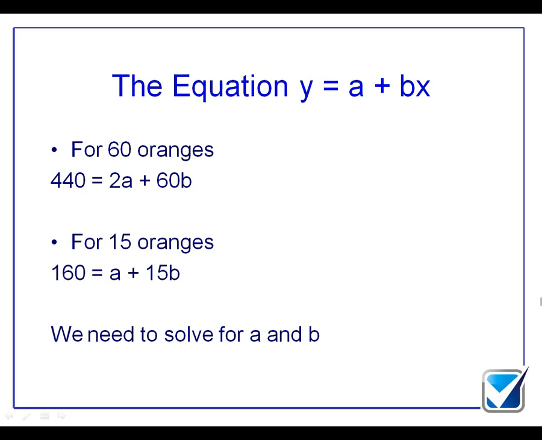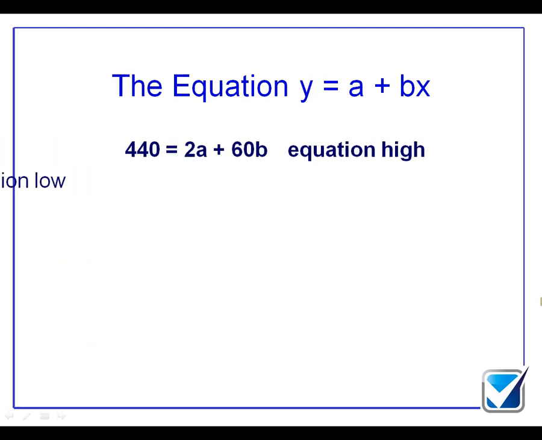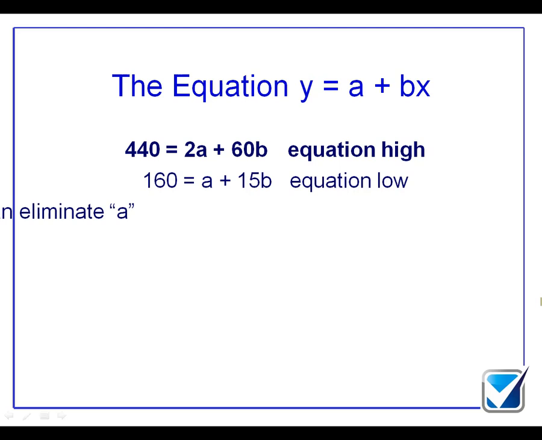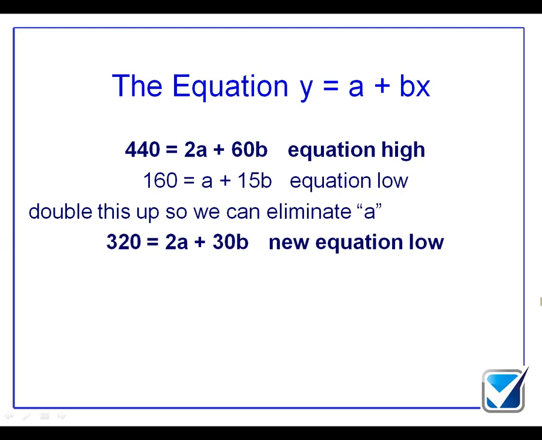But I need to change these such that they work for the same number of fixed costs. So we have the high equation and then the low equation. I'm going to take the low equation and double it up so that we can completely eliminate all of our A's. If I double up the low equation, that now gives me 320 is 2A plus 30B. So that's my new version of the low equation.